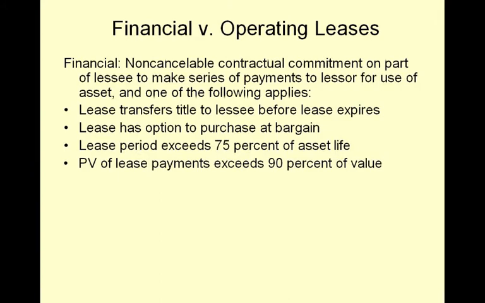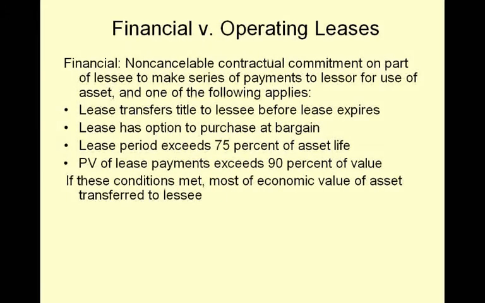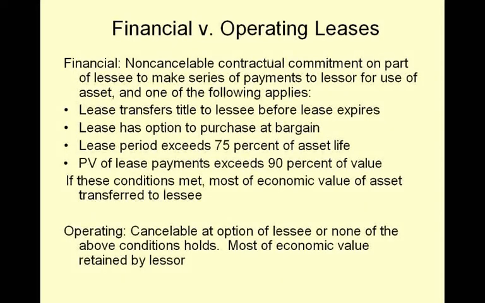If one or more of these conditions is met, most of the economic value of the asset is considered to be transferred to the lessee, and the lease is considered a financial lease. As we'll see, there's different accounting treatment for financial and operating leases. An operating lease is cancelable at the option of the lessee, or none of the conditions above holds. In this case, most of the economic value of the asset is viewed as being retained by the lessor. Hence, the lease is considered an operating lease.